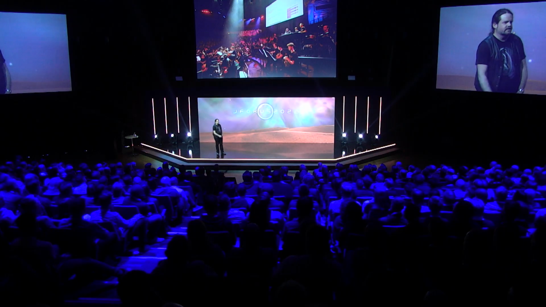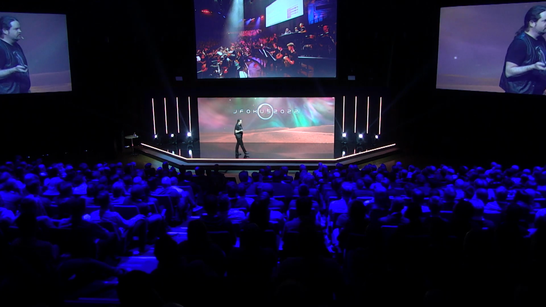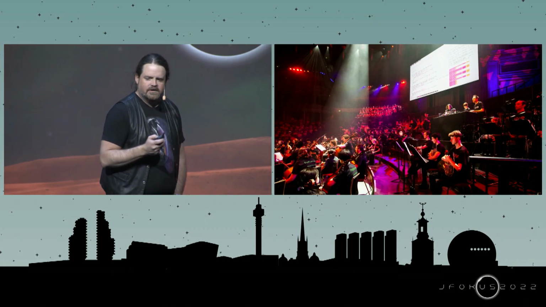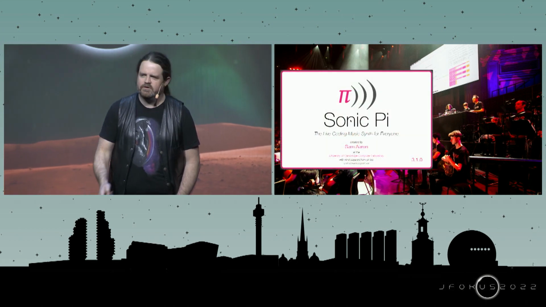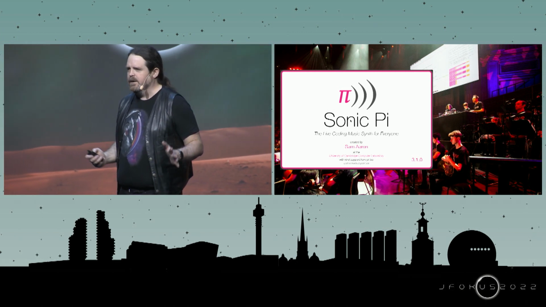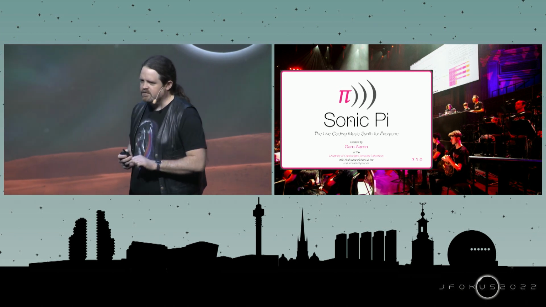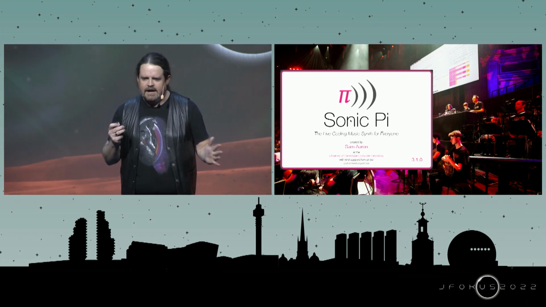Now, the guy over here under the big screen, this is Sam Aaron. And he's in the Royal Albert Hall here with the London Philharmonic Orchestra. And Sam is the creator of a thing called Sonic Pi. Sonic Pi is a musical programming language. Sonic Pi is designed to write programs whose output is not images, it's not text on a screen, it's not web pages, it is music.